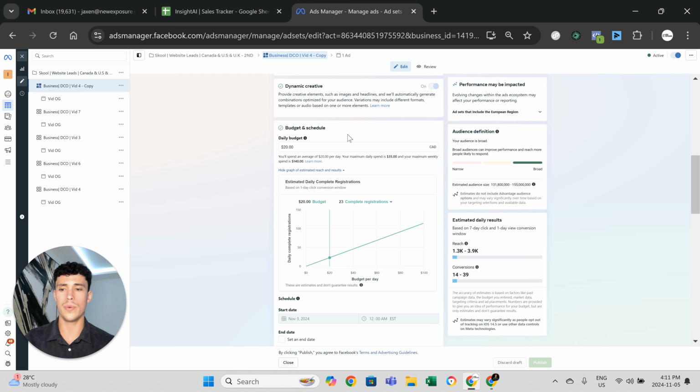So with this, we have found that $20 per day is kind of the sweet spot, where if we spend $50 a day, our cost per lead ends up being like 2 to 3 times higher. If we spend $100 a day, it also ends up being about 3, even 4 times higher, which is just ridiculous. And so with that, we found $20 per day to be the sweet spot.